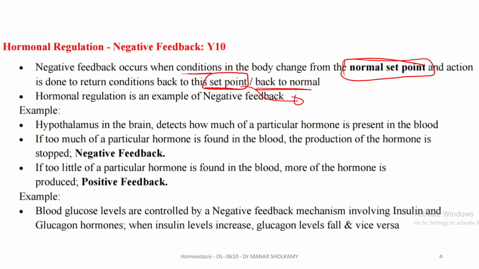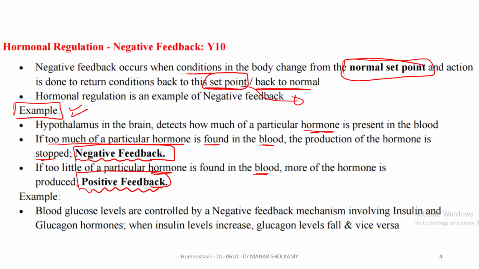Now, negative and positive feedback, these are the examples that will help you. The brain detects how much of a particular hormone is present in the blood. If too much of a particular hormone is found in the blood, the production of this hormone will be stopped. This is negative feedback. And if too little of a particular hormone is found in the blood, more of this hormone is produced. It is positive feedback. Okay, so what is negative and what is positive feedback? Negative feedback means when we stop the release of a particular hormone. Positive feedback means when we produce more of a particular hormone.